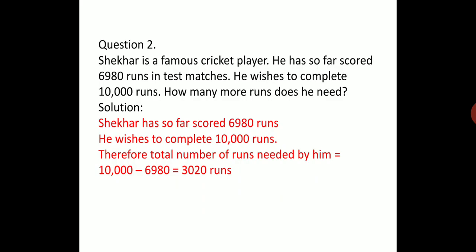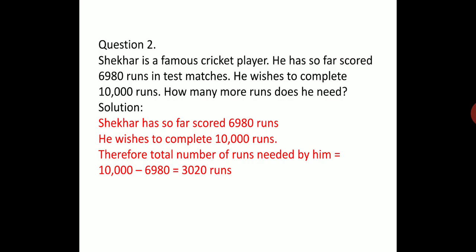Question number 2 is there. Shekhar is a famous cricket player. He has so far scored 6980 runs in his test matches. He wishes to complete 10,000 runs. So his target is to complete 10,000 runs. How many more runs does he need to get to the target?